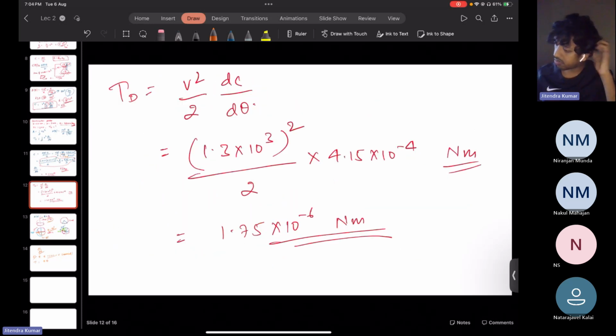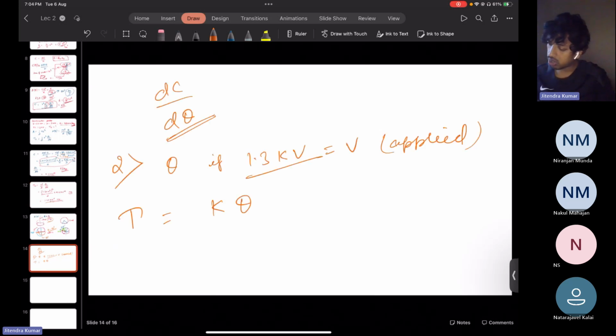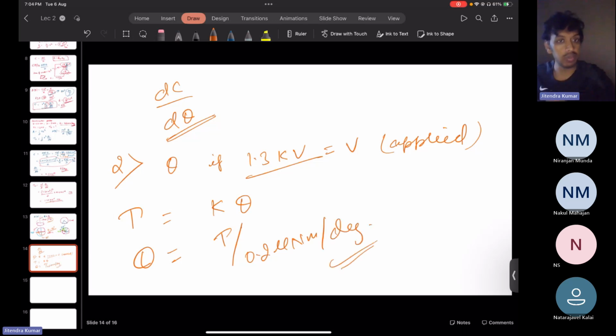So 1.75 into 10 to the power minus 6. I know this might change when you replace theta with pi in semicircular plates, but for the time being we can go ahead with this, and you can calculate your theta equal to torque by 0.2 micronewton meter per degree. So you will get theta in degree. If you are being asked in radian, be aware of that. So that's how you will get how much deflection is there when this much voltage is applied.